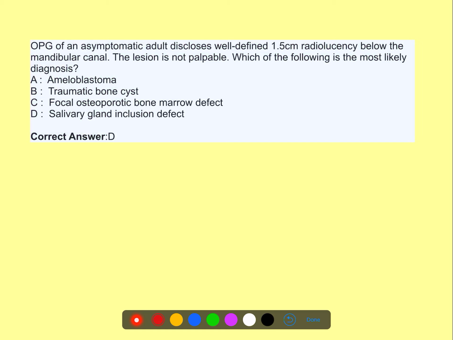OPG of an asymptomatic adult discloses a well-defined 1.5 centimeter radiolucency below the mandibular canal. The lesion is not palpable. Which of the following is the most likely diagnosis? So that is not palpable and it is below the mandibular canal, and you can see that it is a salivary gland inclusion defect, where mostly the submandibular salivary gland focus is seen. So you can select that as a salivary gland inclusion defect.